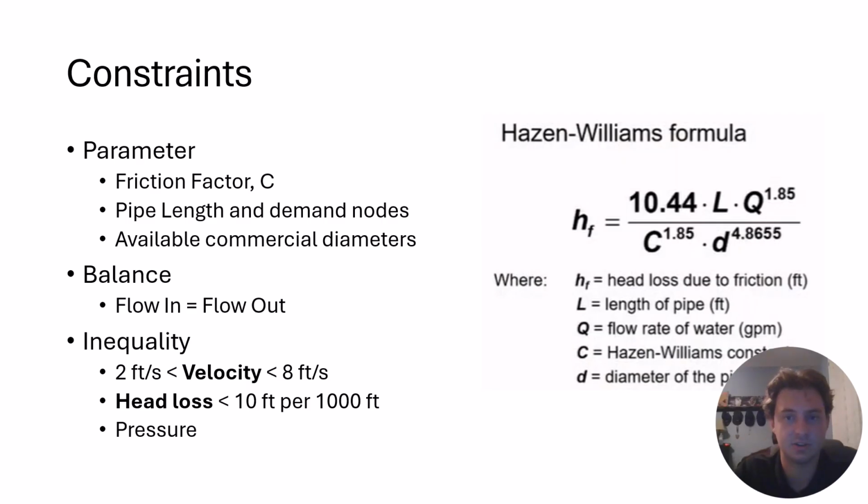Secondly, the balance constraint of mass balance must be satisfied, where inflow and outflow at junctions must be equal. Third, the inequality constraints include limits on velocity and head loss. Velocity must stay between 2 and 8 feet per second, and head loss below 10 feet per 1,000 feet of pipe. These constraints combine to influence the Hazen-Williams formula for head loss.